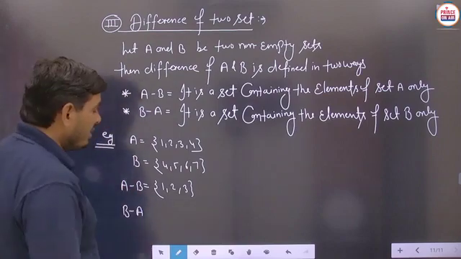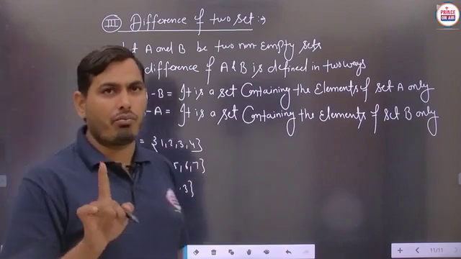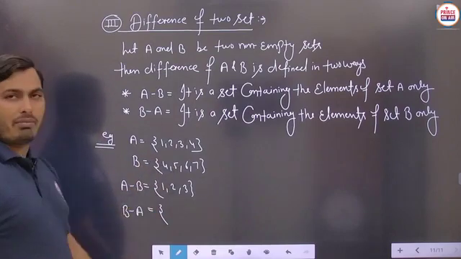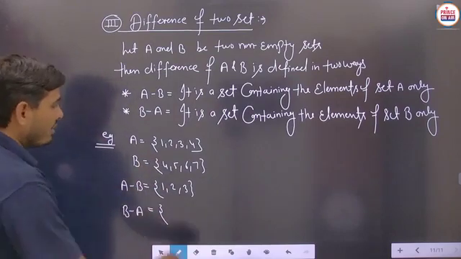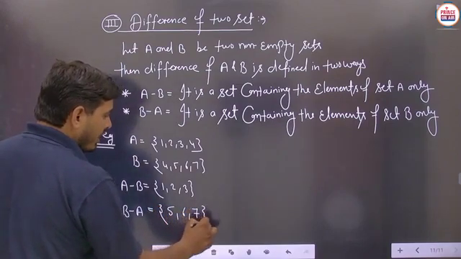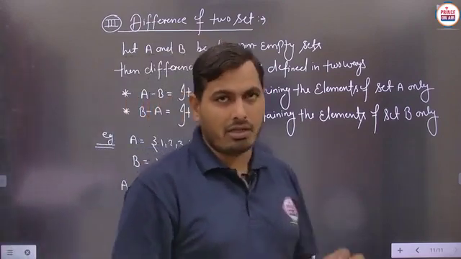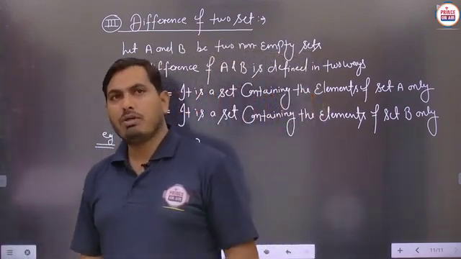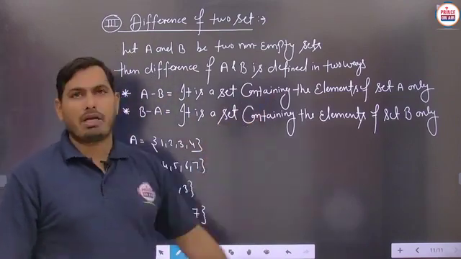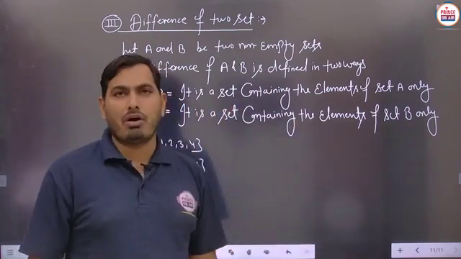Means we will remove the elements of B which are available in set A whenever we calculate A minus B. Similarly, B minus A means we will write only the elements of B, not A. Is it clear? The element of A which occurs in set B, we are eliminating that. So 4 will not be written here. The answer will be written as 5, 6, 7. So in both cases, student, we have to keep in mind the basic definition: A minus B is a set containing the elements of set A only, and B minus A is a set containing the elements of B only.